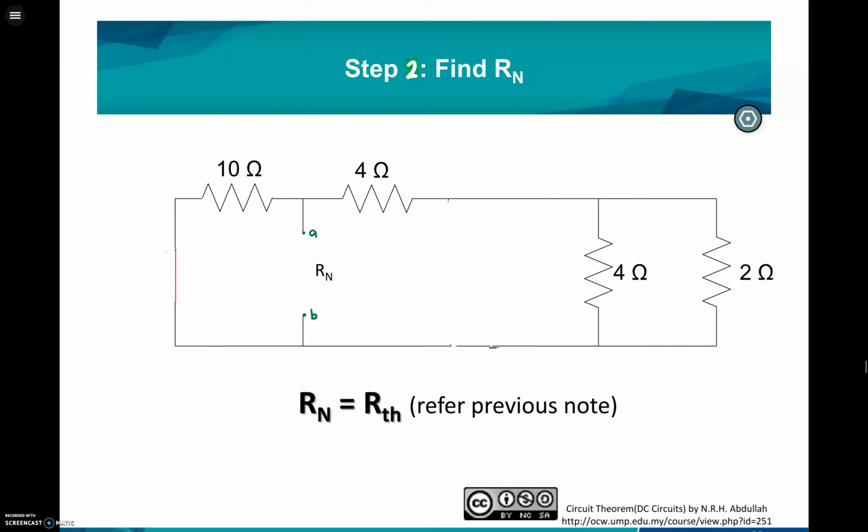Step 2, you have to find the Rn. So Rn is equal to the R Thevenin's. Therefore, refer to the previous note, which is in the Thevenin theorem.